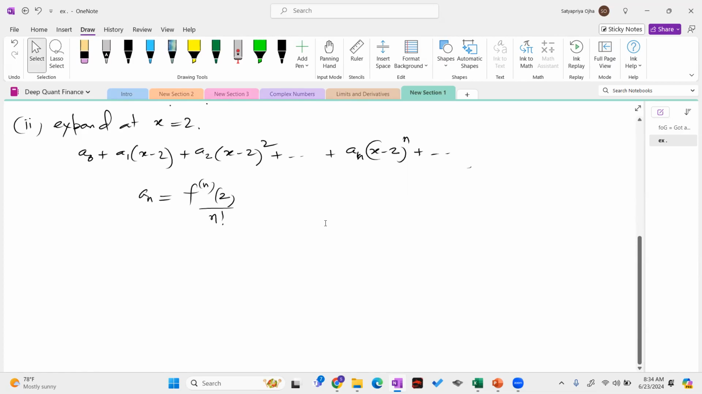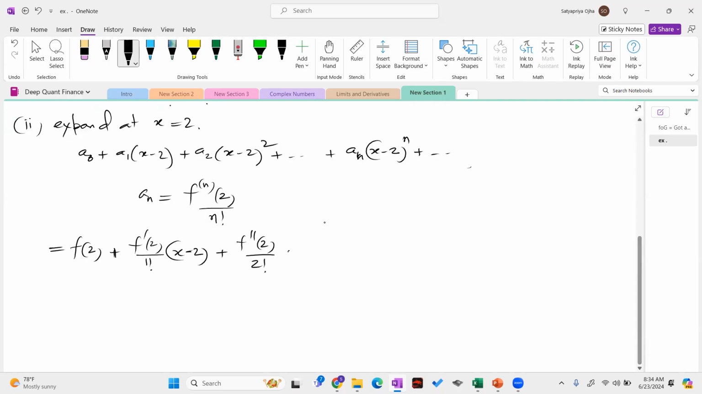So in my case, a0 would be, it is not f of 0, it is f of k, correct? So it is f of 2 plus a1, which is the first derivative at 2 divided by 1 factorial times x minus 2, not x. The form is different, okay? For a2, what should I write? Double derivative of f at 2 divided by 2 factorial, x minus k whole square, right? This is how it goes.